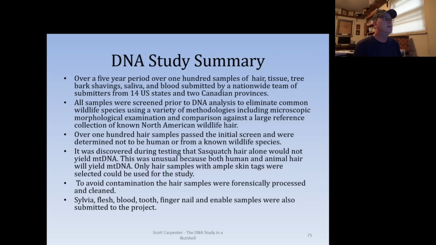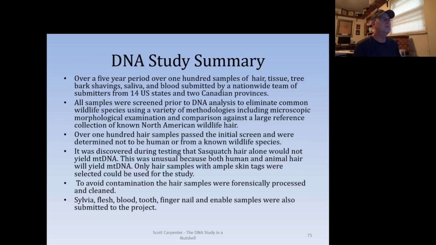Over a 5-year period, over 100 samples of hair, tissue, tree bark shavings, saliva, and blood were submitted by a nationwide team of submitters from 14 U.S. states and 2 Canadian provinces. All samples were screened prior to DNA analysis to eliminate common wildlife species using a variety of methodologies, including microscopic morphological examination and comparison against a large reference collection of North American wildlife hair. Over 100 hair samples passed the initial screen and were determined not to be human or from a known wildlife species.